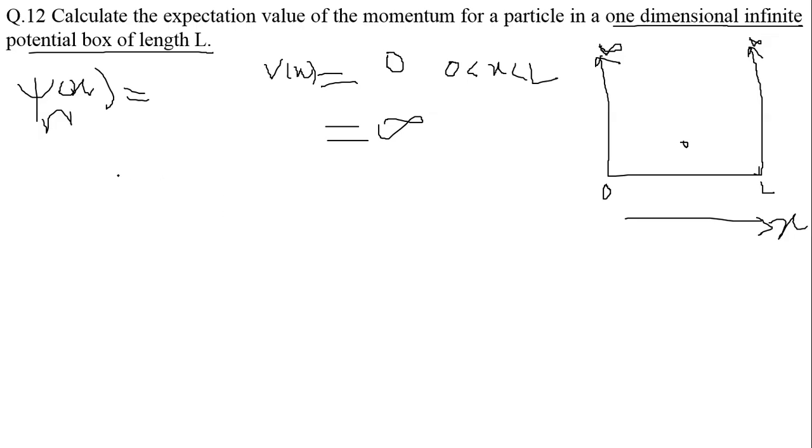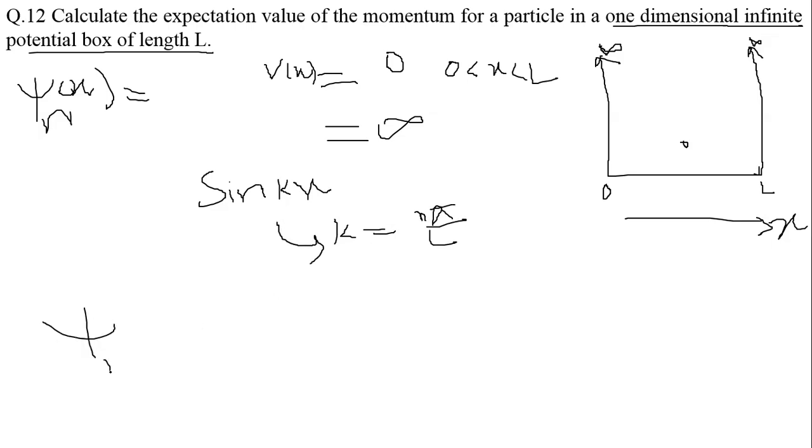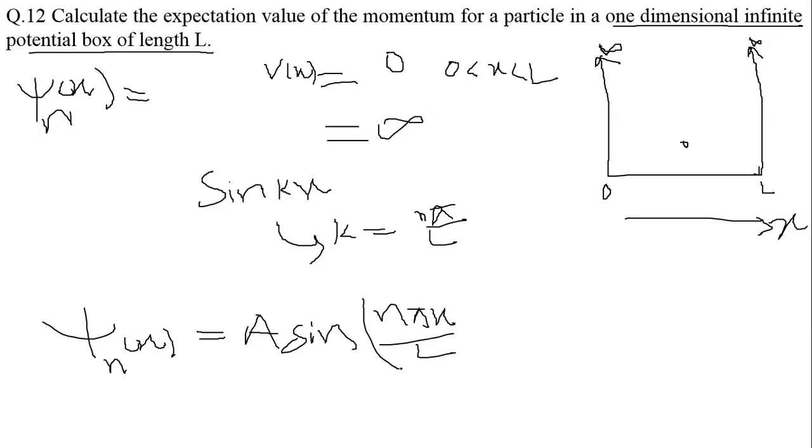For a one-dimensional potential box, generally the form of the wave function is sine kx, but here k is equal to n pi by L. So we get psi n of x equal to A sine n pi x by L, where L is this length, because here it is given as a potential box of length L. And then we normalize it, because according to the property of a wave function, it is always normalized.